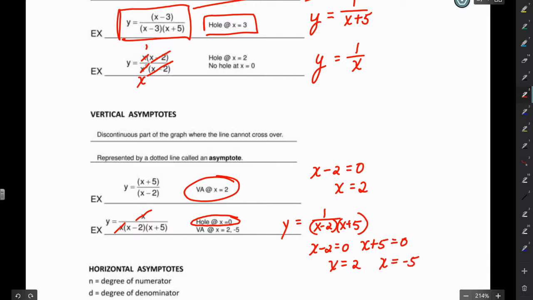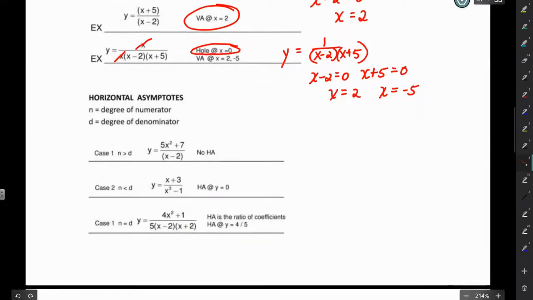If you can cancel out a term, then that is going to become a hole. Otherwise, if it stays in the denominator, it becomes a vertical asymptote. So if we were to go back and look at this one right here, we had 1 over x, we had a vertical asymptote there at x equals 0, not a hole.